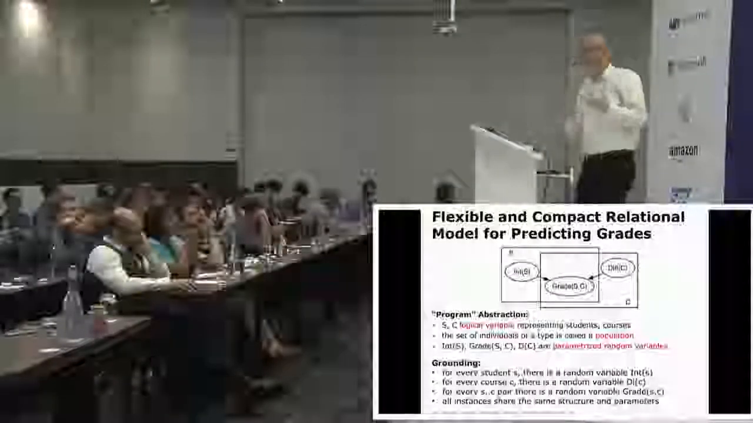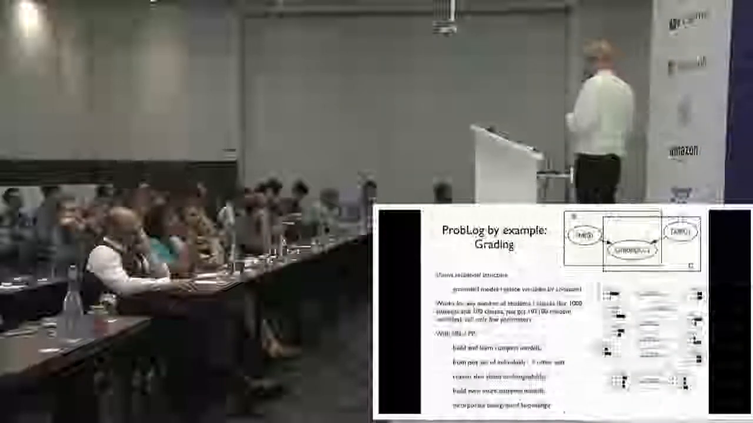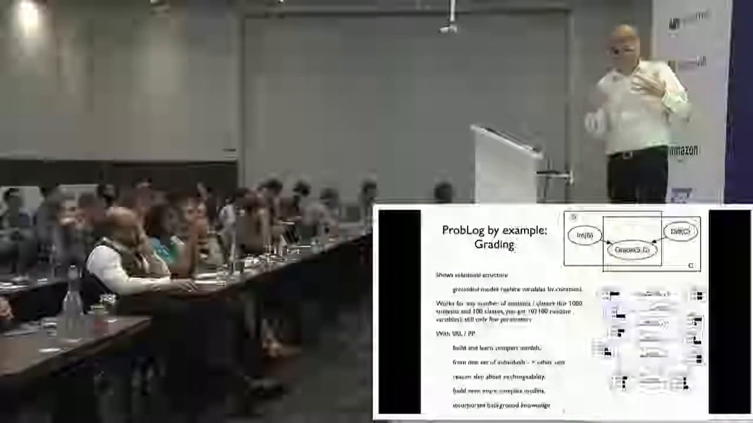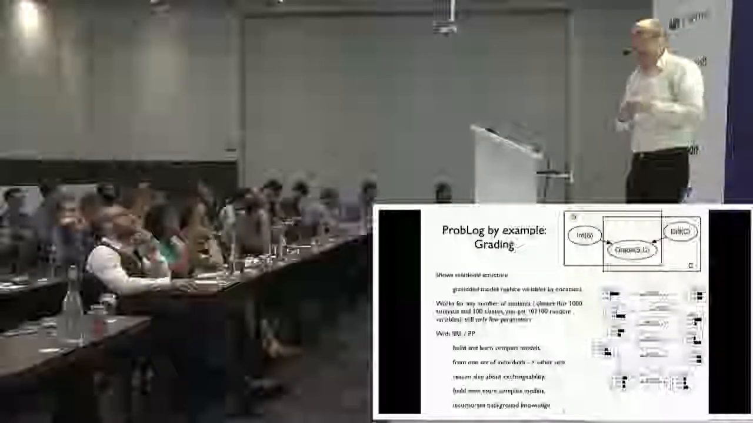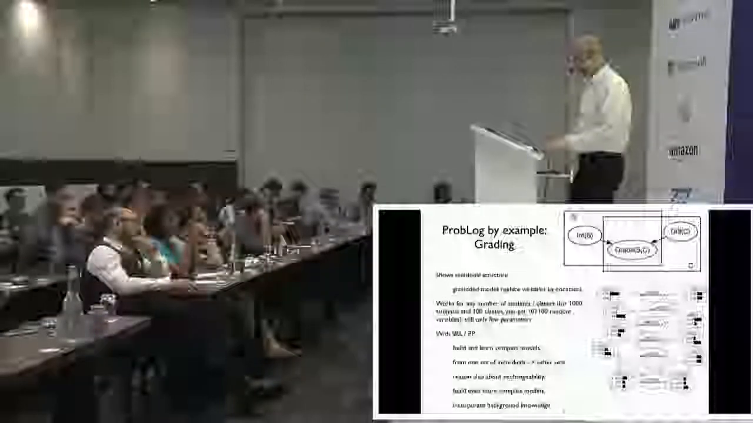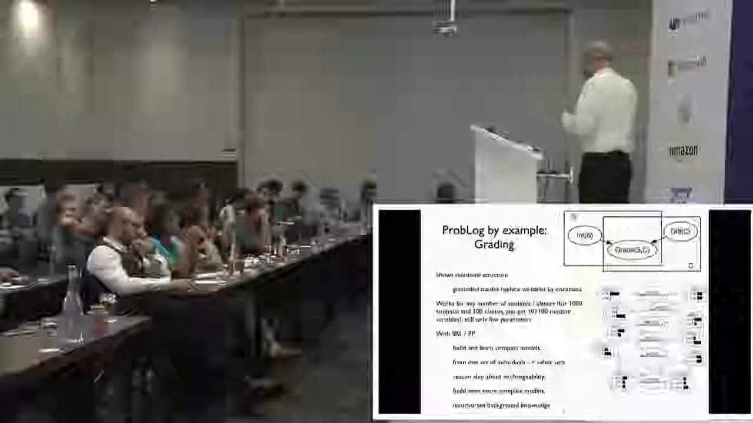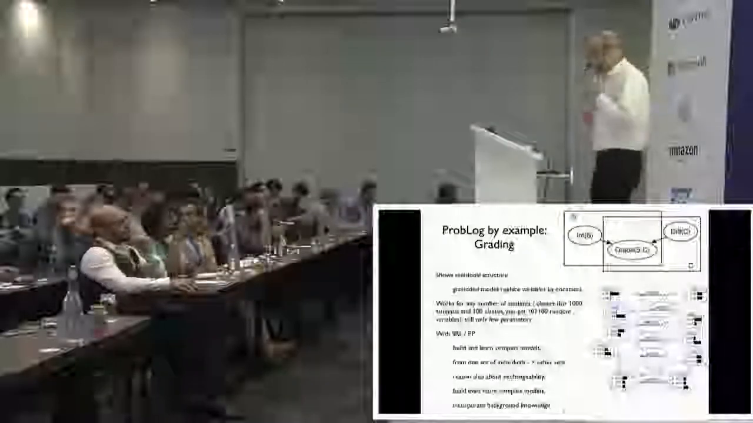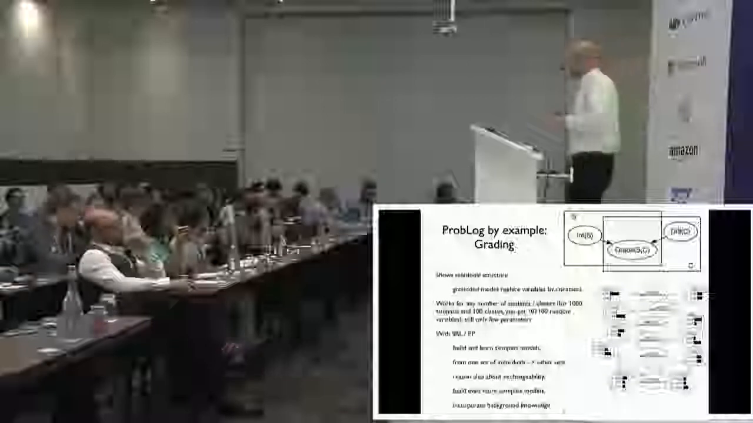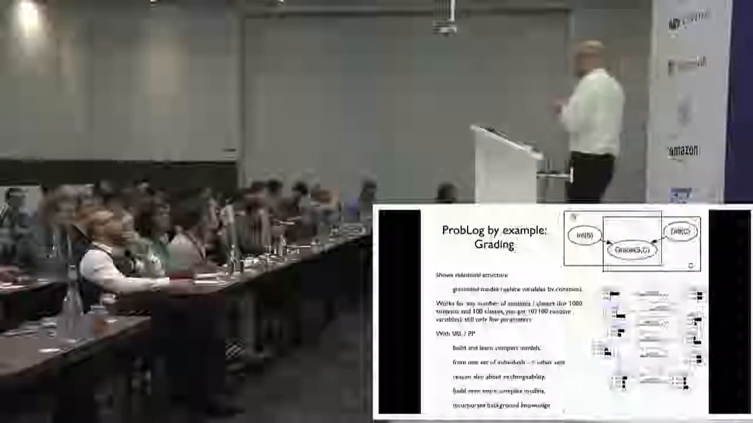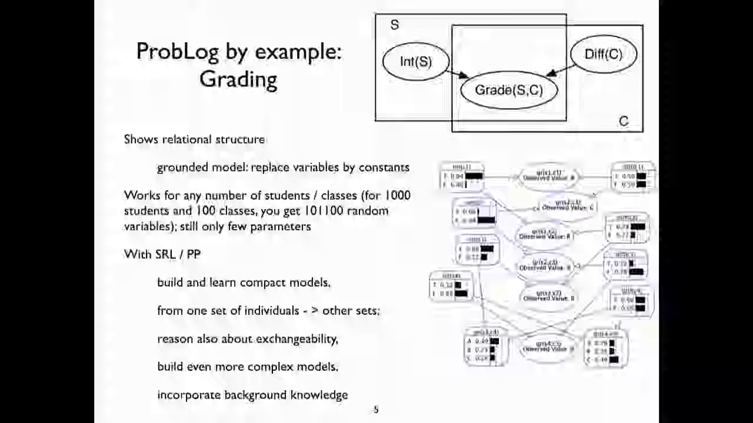And so if you look at a set of students and classes that you could have, you could just fill these out, and after filling out the templates of the plate model and grounding out, you would get this kind of propositional graphical model. The nice thing about these representations is that it works for any number of students, any number of classes, and certainly if you would have 1,000 students and 100 classes, then there would be more than 100,000 random variables. Still in this plate model, there will only be a few parameters to be taken into account. Basically, for every plate, you will have the typical kind of parameters as we've seen.